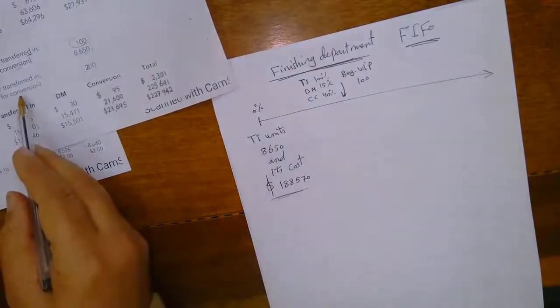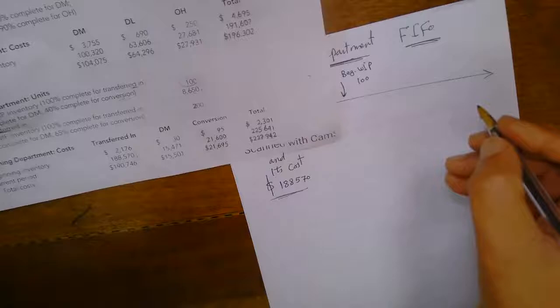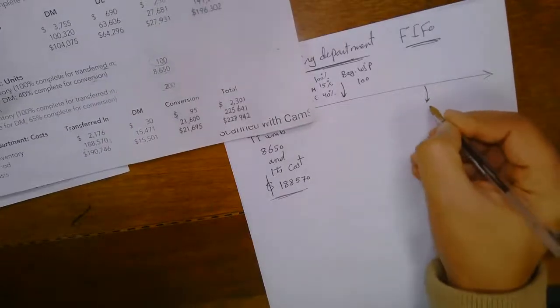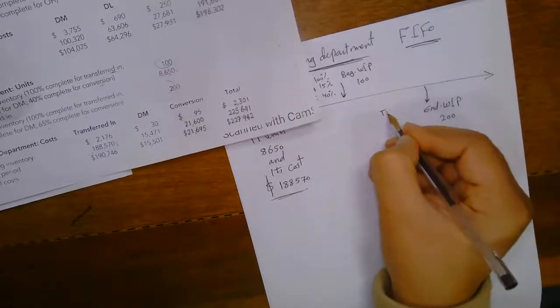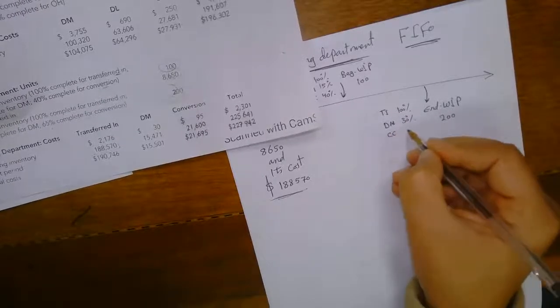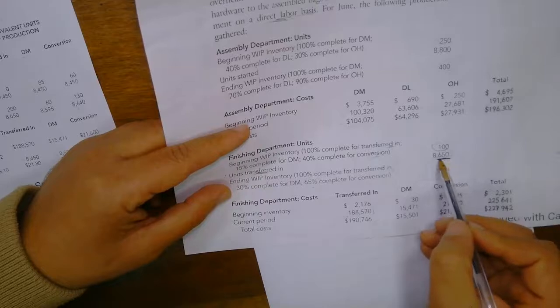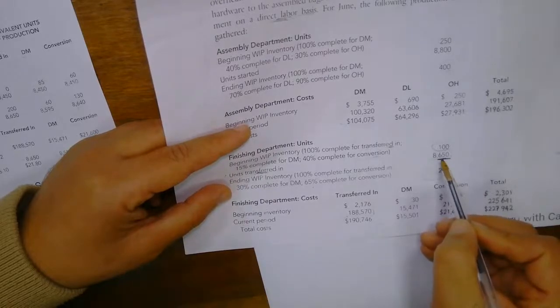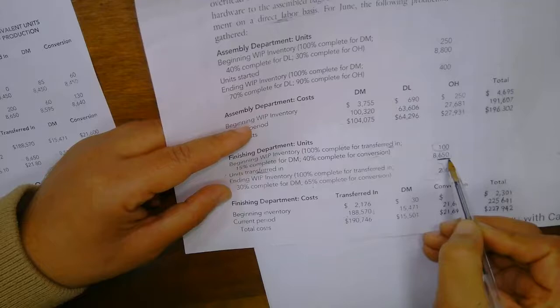Ending work in process, 100% complete of transferred in, 30% complete of direct material, 65% complete for conversion cost. So we have ending work in process, its units 200. From transferred in 100% complete. From direct material 30%. From conversion cost 65%. As we said, the units transferred in equal 8,650. If this number is unknown, we can get this number from process number 1, finished goods from process number 1 or transferred out units of process number 1.